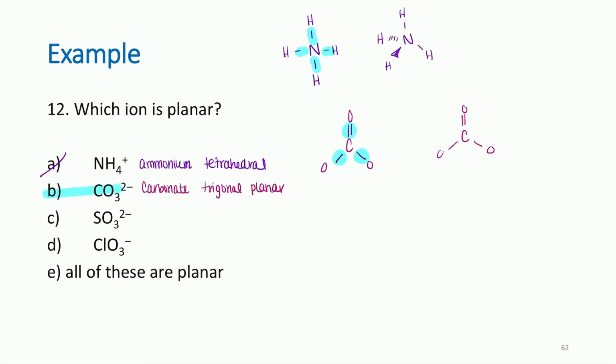So this ion is planar, but are any of the others? SO3 minus, sulfite. Let's see, I don't know that one off the top of my head, or by heart. So 3 oxygens, 6 valence electrons each. A sulfur also has 6 valence electrons. So 4 times 6 is 24, plus a -2 charge, 26.